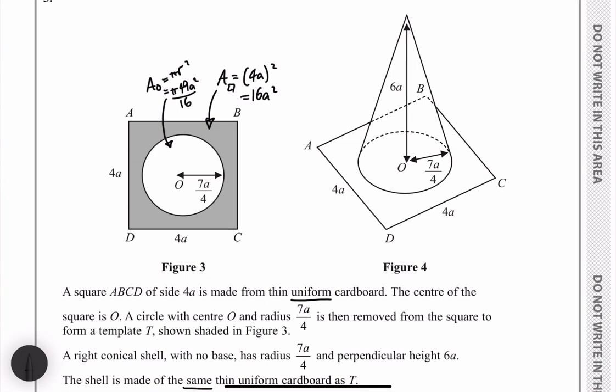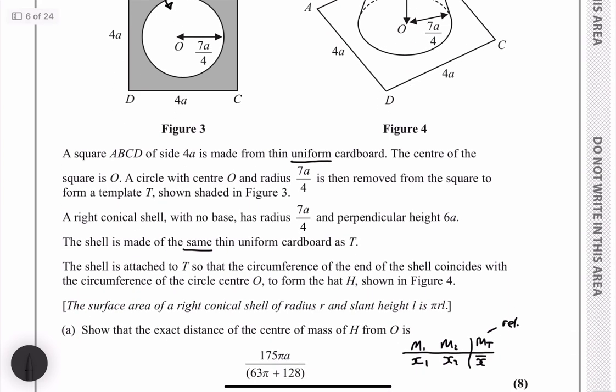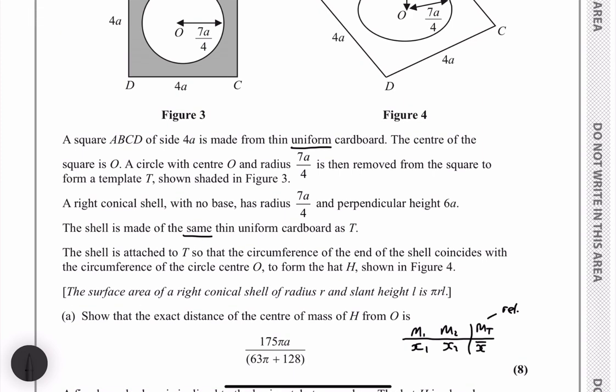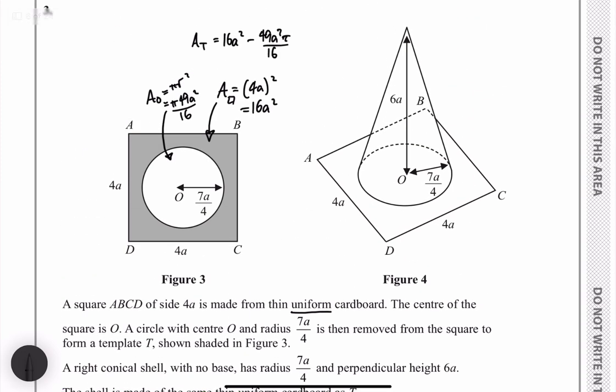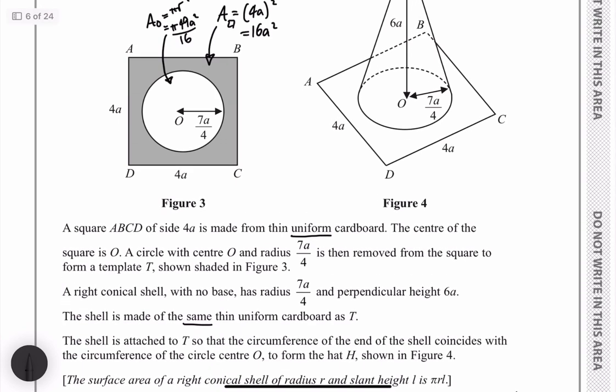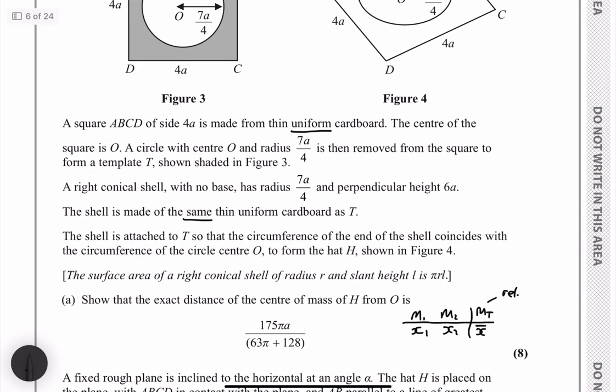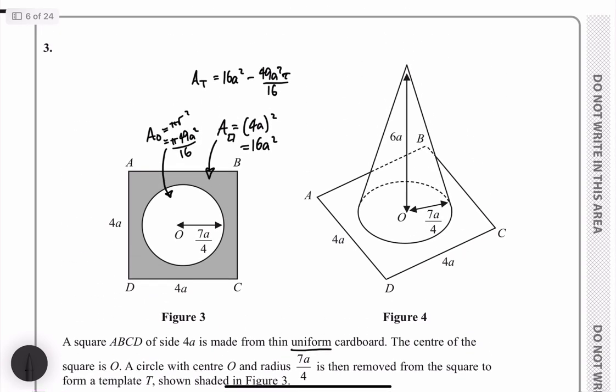So the area of T, this shape shaded, is 16a squared minus 49a squared pi over 16. That will be the M1 in my little sketched out table down here. We're also going to need to know the area of the cone, that's sort of M2 in my little table here, and we're told that the surface area is pi RL. So this one here, the area of the cone shape, is equal to pi RL, except we don't know L yet.